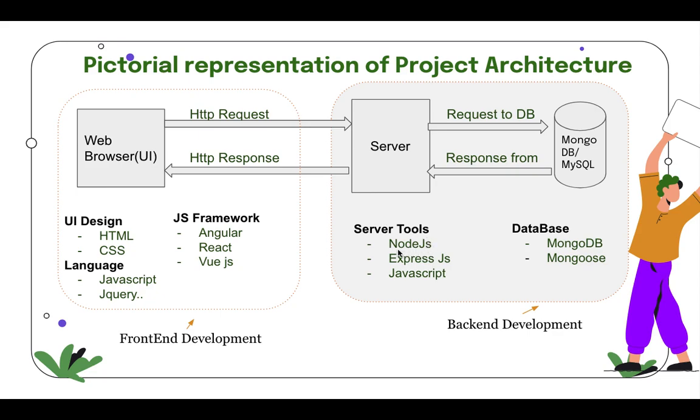So the server tools are Node.js and Express.js. These are all JavaScript frameworks. The syntax is the JavaScript language only, but the features are different. Both are created for different features. So we are not going to bother about HTML, CSS, jQuery, Angular, React and Vue. We are not going to check those. We are just going to check these: JavaScript, Express, Node.js and MongoDB. So the server tools mean Node.js, Express.js and JavaScript. The database tool is MongoDB, and Mongoose is the library.